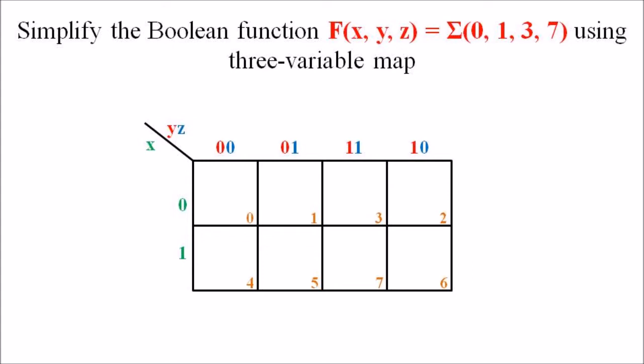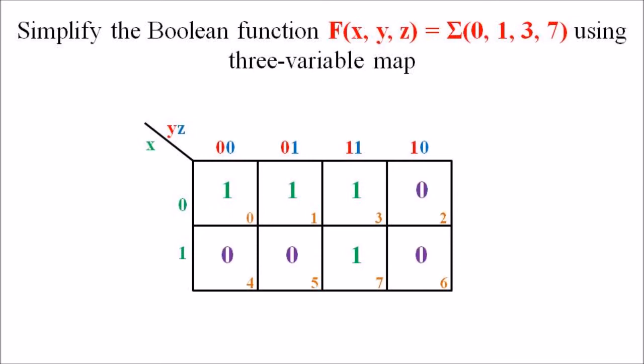If we get a question with min terms, what we have to do is put 1 in the given cells. Here we have to represent 4 min terms: 0, 1, 3 and 7. So we mark 1 on the cells 0, 1, 3 and 7, and the rest of the cells are marked with 0.